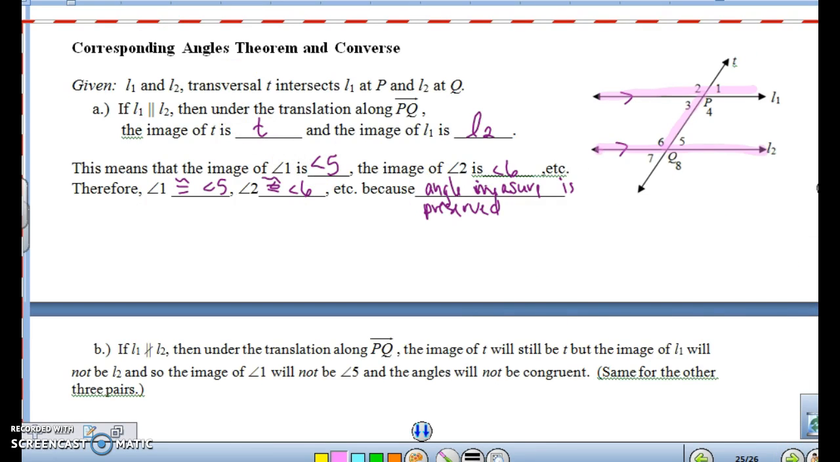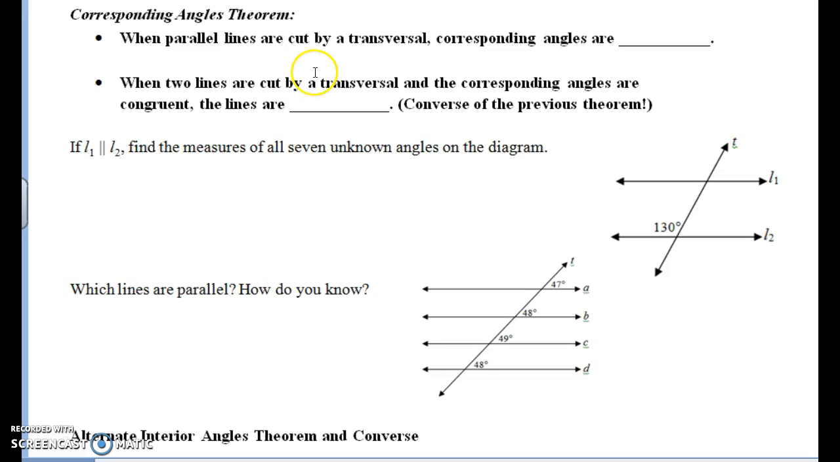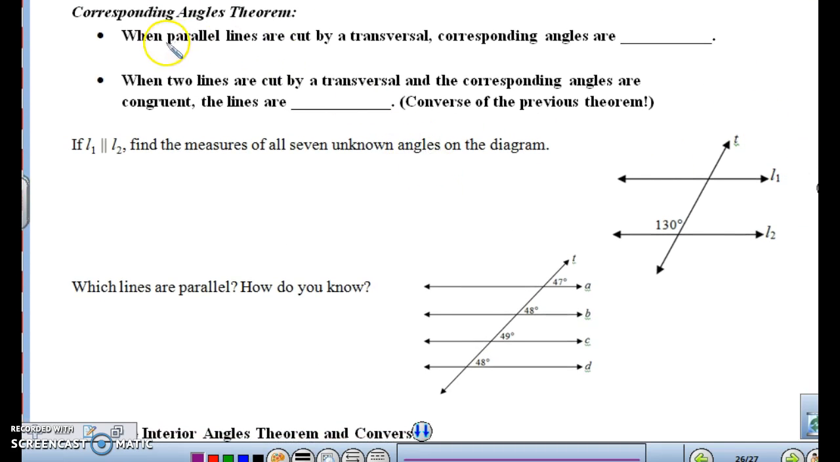So, what's special about corresponding angles? Corresponding angles are congruent. By using our rigid motion that we just did for the translation, we have just proved that when parallel lines are cut by a transversal, corresponding angles are congruent.